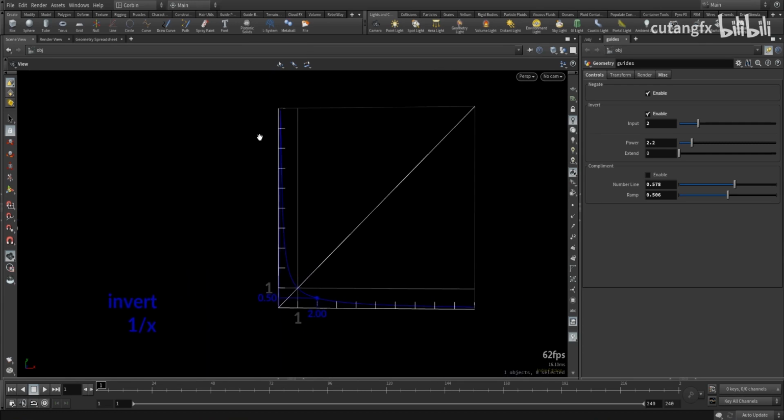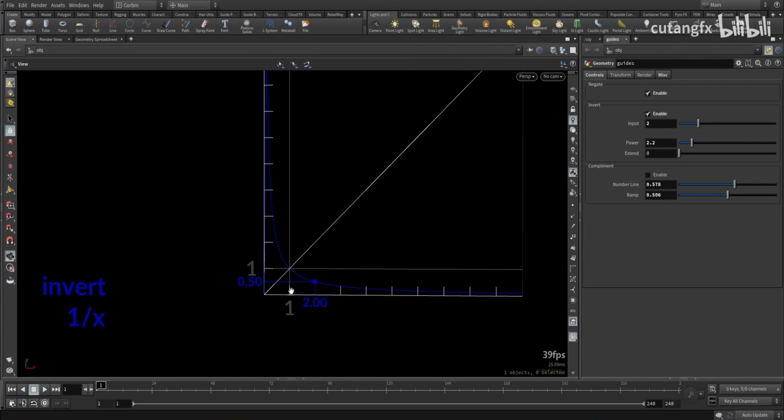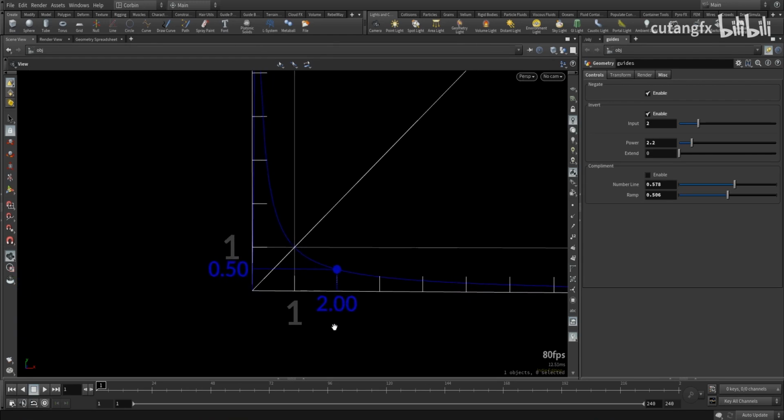So when it comes to inverting a number, essentially these 2 numbers have a relationship to one another. 2 is the inverse of 0.5, but it also works the other way around. 0.5 is the inverse of 2, because if you go 1 over 2, it's 0.5. And if you go 1 over 0.5, then the result is going to give you 2. So these 2 are essentially just the inverse of one another.